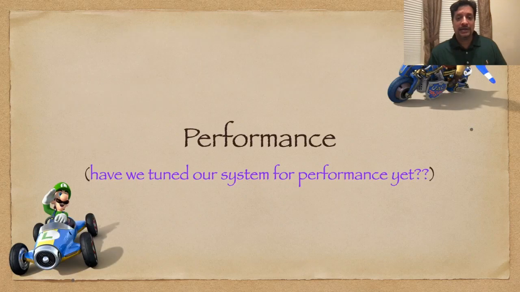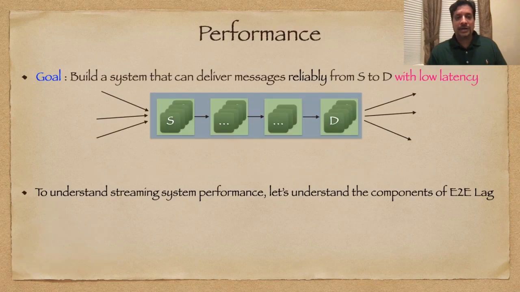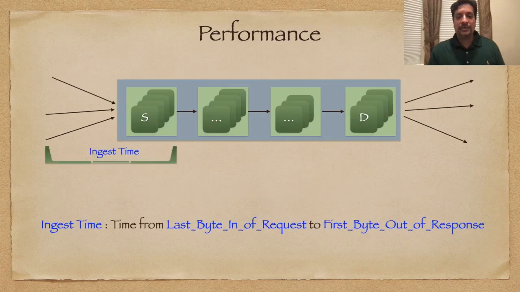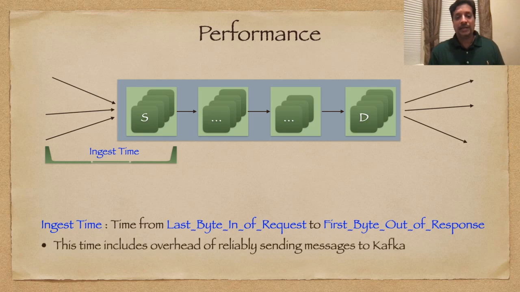But wait, have we tuned our system for performance yet? So let's revise our goal. We want to build a system that can deliver messages reliably from S to D with low latency. To understand streaming system performance, we need to understand the components of end-to-end lag. The first component I'd like to mention is called the ingest time. The ingest time is the time from the last byte in of the request to the first byte out of the response. This time includes any overhead we incur in reliably sending messages to Kafka.